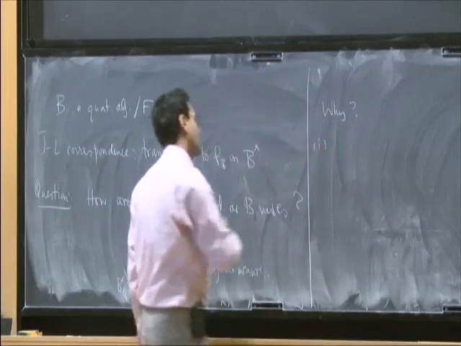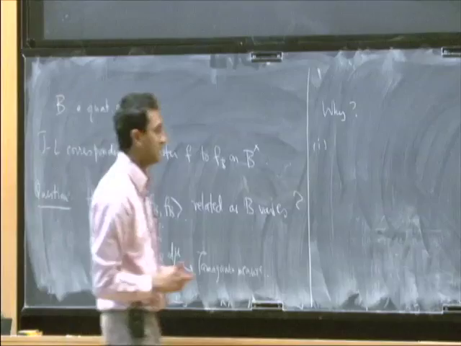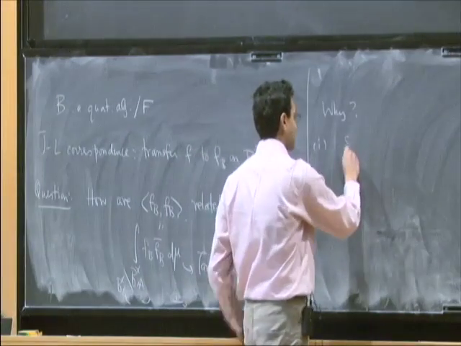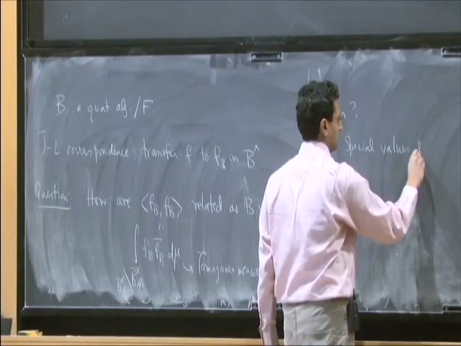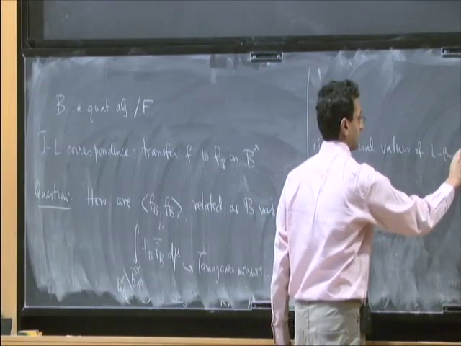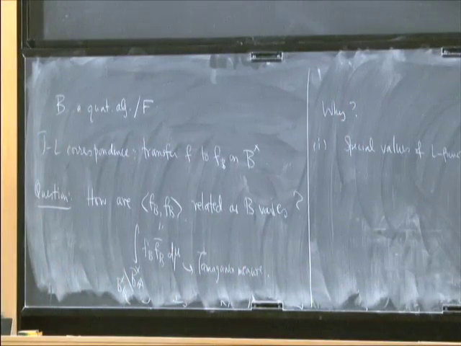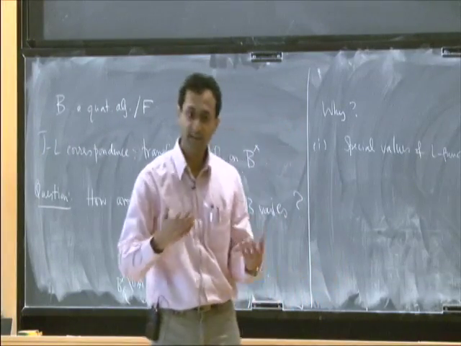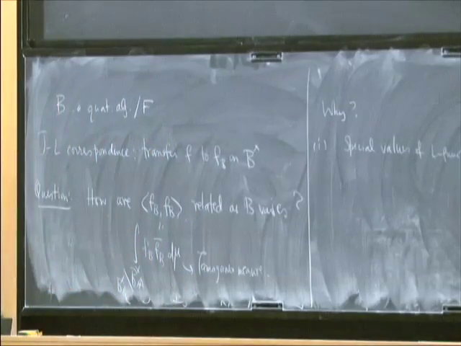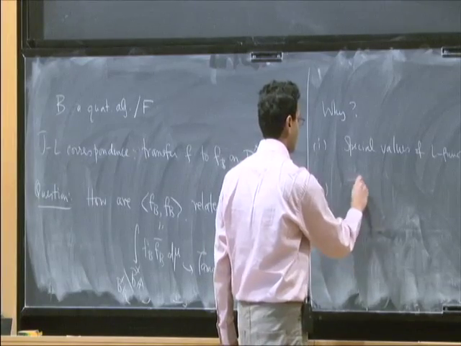There are two reasons why you might want to understand this. The first reason is that these periods naturally occur when you study special values of L functions. There are all these conjectures about special values of L functions that are formulated in terms of certain periods. When you try proving them, you often end up with other periods, not the periods that are in the conjecture, and then you need to relate periods. So that's one reason this is interesting. The second reason has to do with the Tate conjecture.